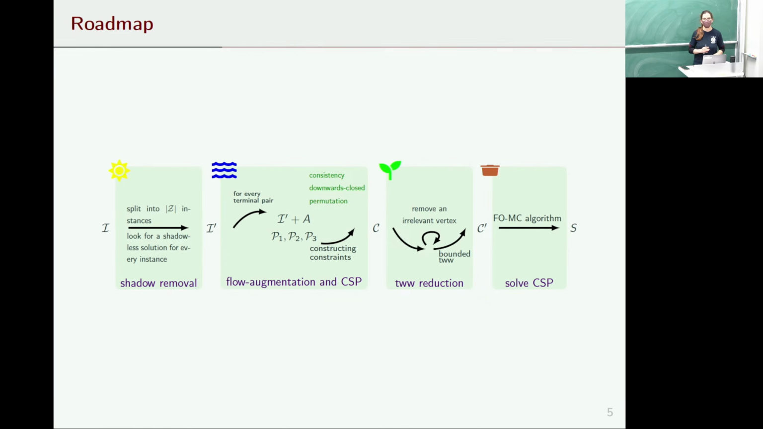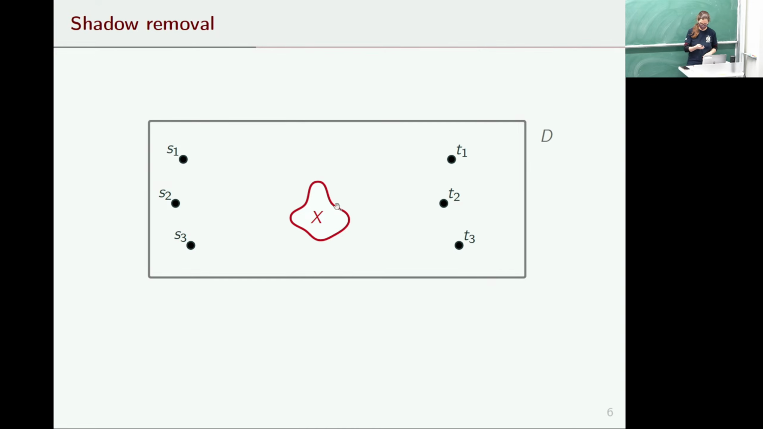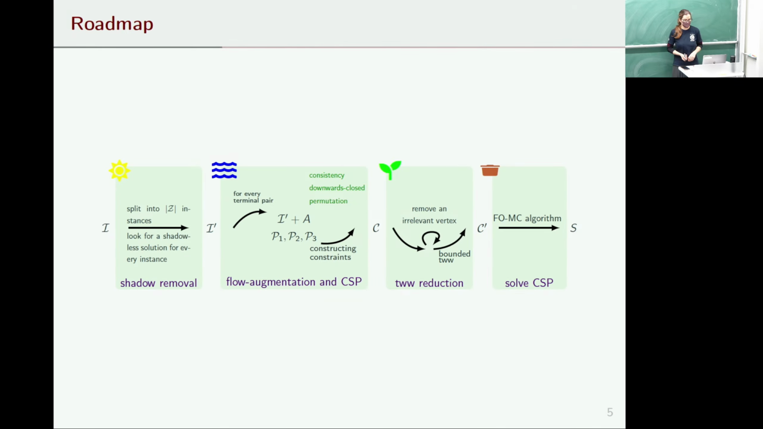But Flow-Augmentation alone by far doesn't suffice to do the trick. So I'm giving a very rough overview of the algorithm. In total it's one large algorithm that makes use of a lot of tools. And Flow-Augmentation is only this one step here in the middle, as you can see. So we need a lot of other tools. And the first one, as I already mentioned, is shadow removal.